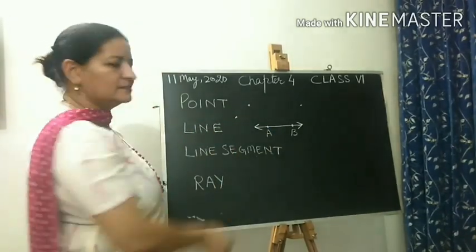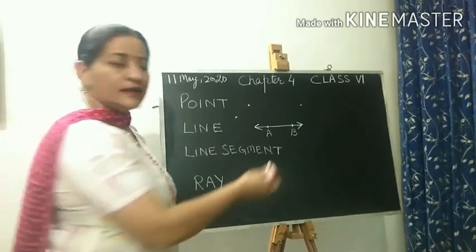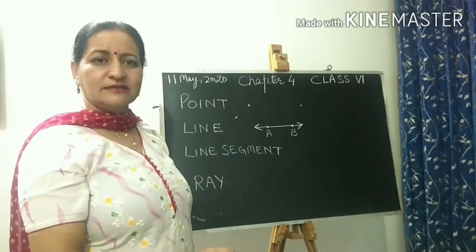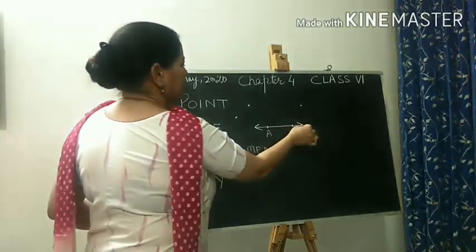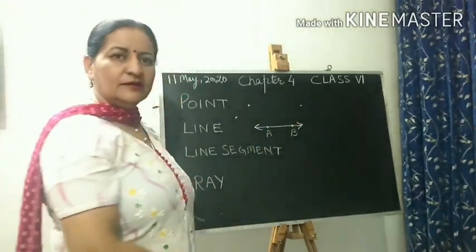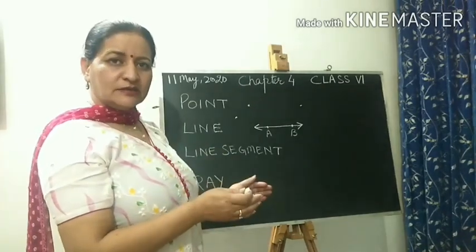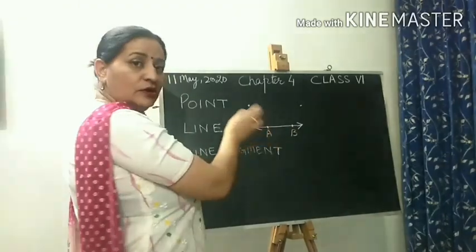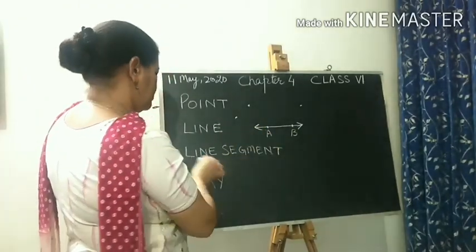Next is line. A line can be extended on both the sides endlessly. It can go either way. So we cannot keep a complete line on your copy page.